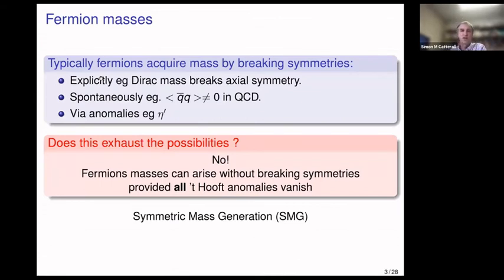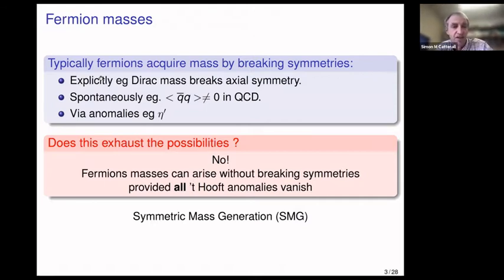All right, so fermion masses, let me just start off with a general statement. Typically when we think about fermions and mass, we think about breaking symmetries. So you can do this explicitly. If you write a Dirac mass term down, of course, you've explicitly broken axial symmetry. It can also happen in a spontaneous fashion. So for example, the chiral condensate in QCD is another way in which fermions can ultimately end up with masses by spontaneously breaking symmetries. And of course, there can be more exotic scenarios like the eta prime mass, which arises because of anomalies. So in all cases, though, symmetries are broken basically as a consequence of fermions acquiring mass.